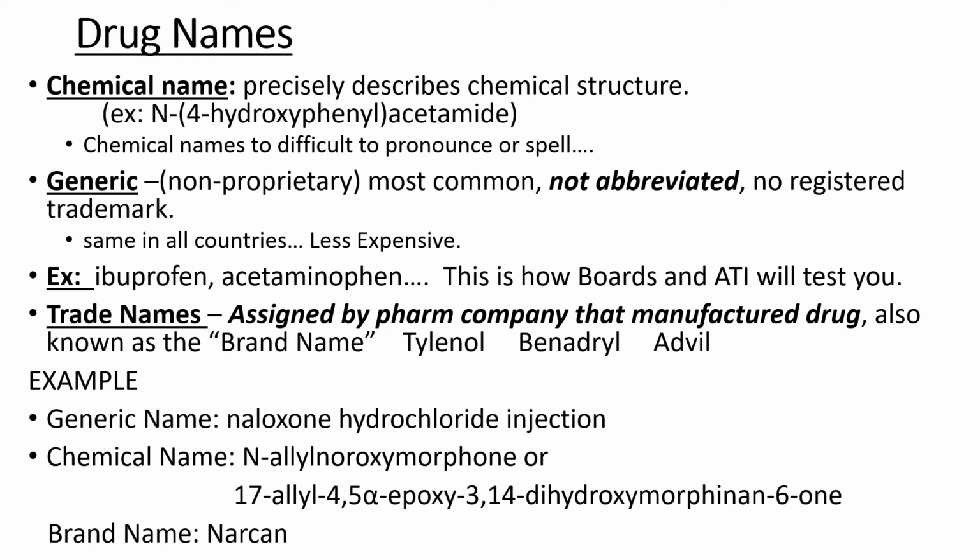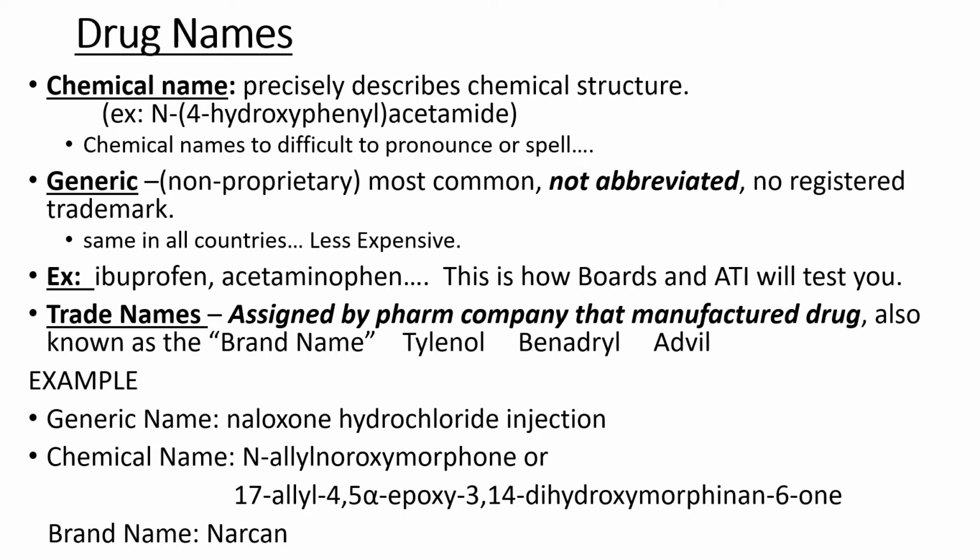Okay, so I've given you an example. Narcan, the generic name you can see is naloxone hydrochloride injection. Chemical name, I'm not even going to attempt to say that or spell it. That's why we don't use chemical names, but you still need to know what a chemical name is. And the brand name, of course, was Narcan. So that's why we typically go with brand names, is because they're more familiar. That's what we hear on TV, because they want to sell it to you. They want you to buy their product. Okay, so that's where we see those trade names or those brand names. So you can see why we don't use chemical names. And trade names are, again, just assigned by the company that manufactures that drug.